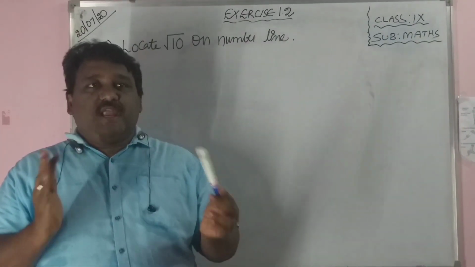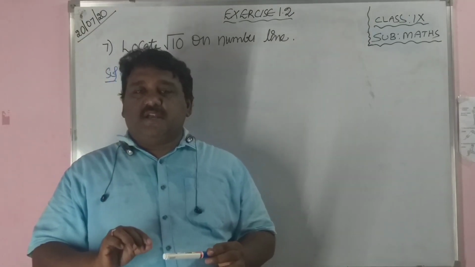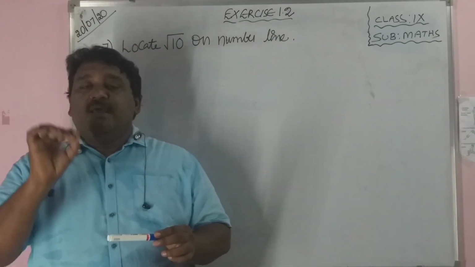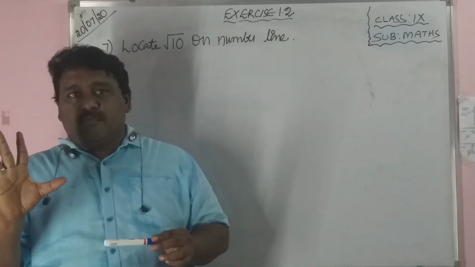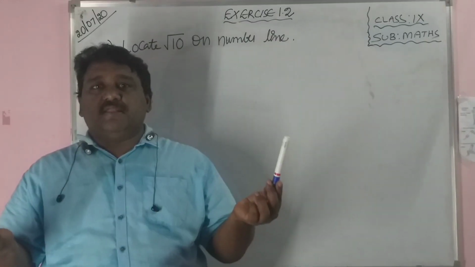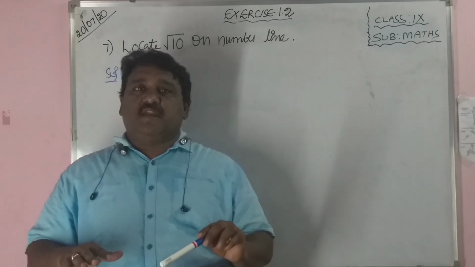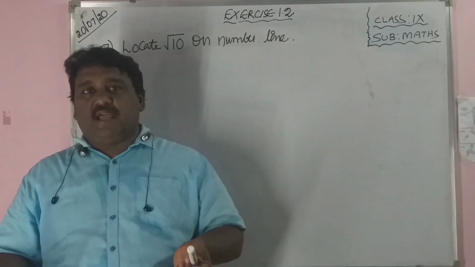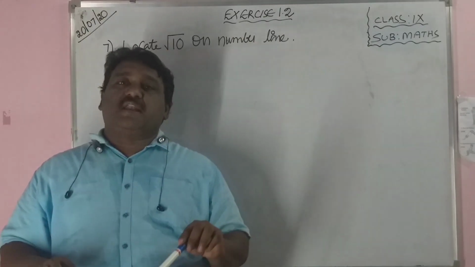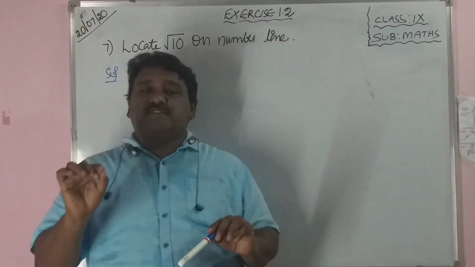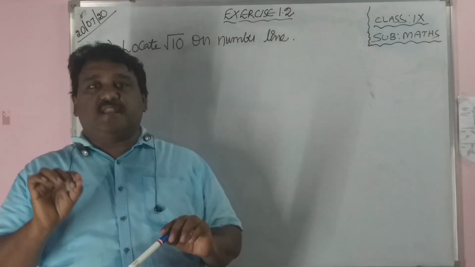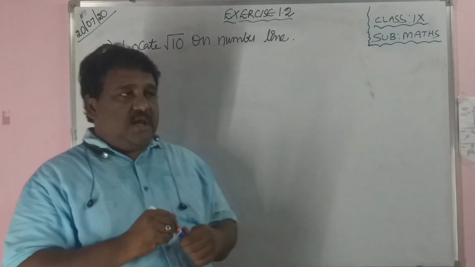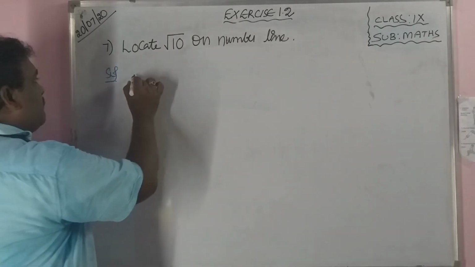I told you in the introduction, we can represent irrational numbers on the number line by using Pythagorean theorem. What do we use? Pythagorean theorem. What is Pythagorean theorem? Pythagorean theorem exists only for right angle triangles. What is a right angle triangle? A triangle in which one of the angles is 90 degrees is known as a right angle triangle. You know all the properties. Okay? So see the solution.